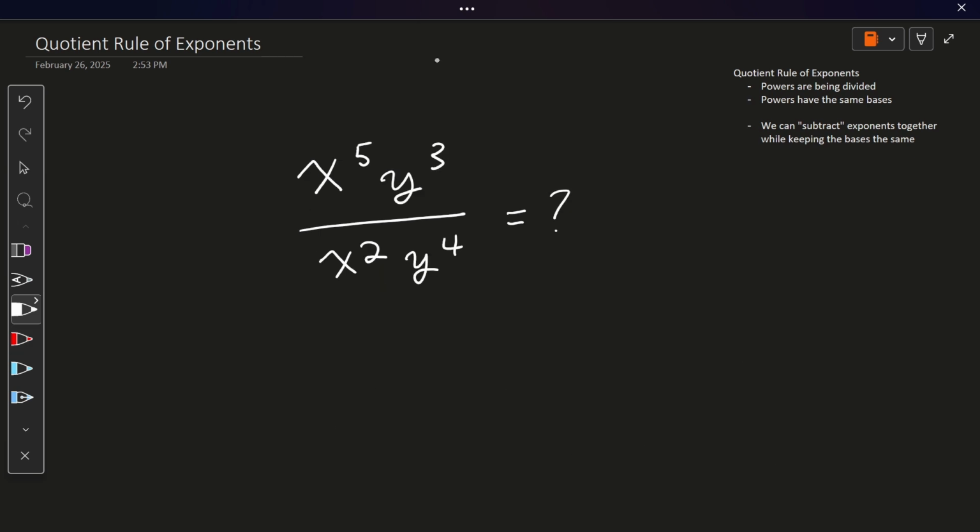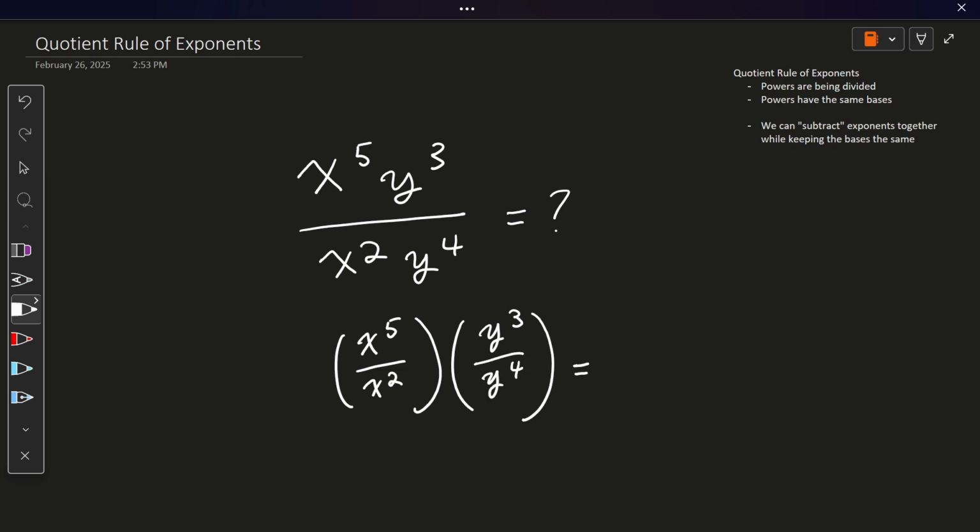How about an equation that features more than one variable? Well, we can still use our quotient rule because our powers are being divided by each other, and we have sets of powers with the same base. Rewriting our equation, it is equal to the product of x to the power of 5 divided by x to the power of 2 multiplied by y to the power of 3 divided by y to the power of 4.